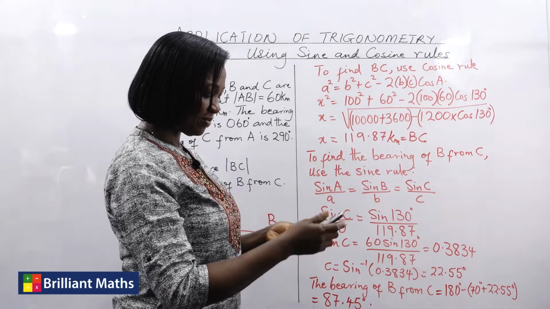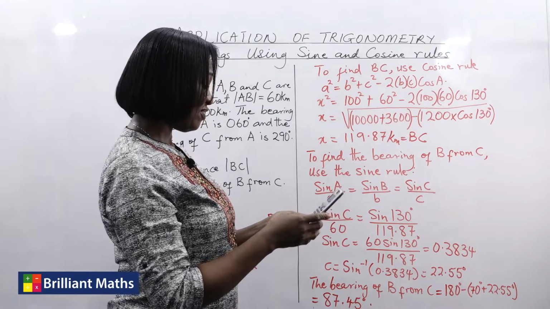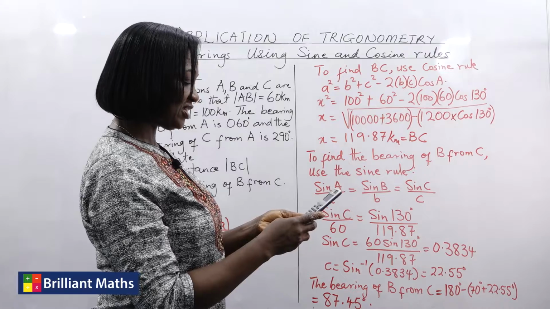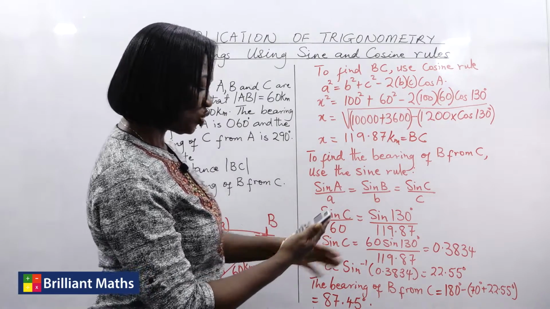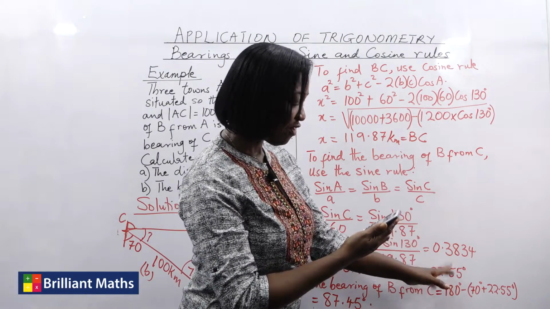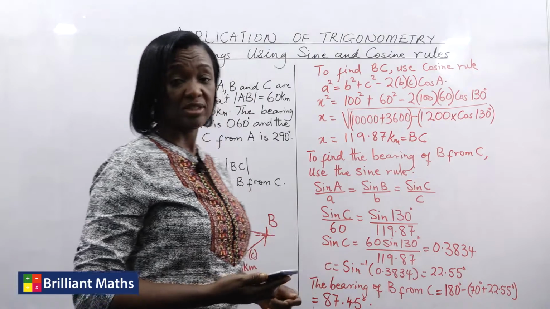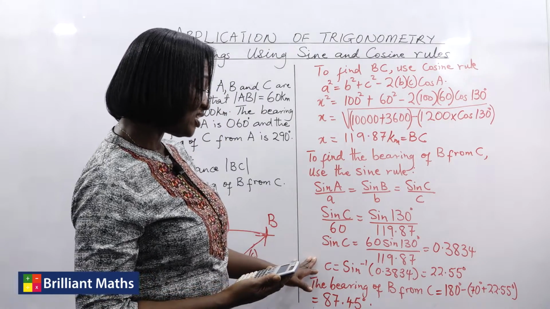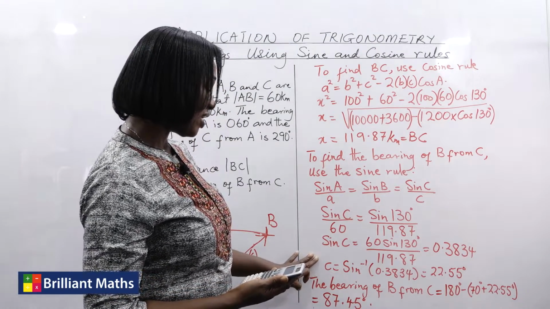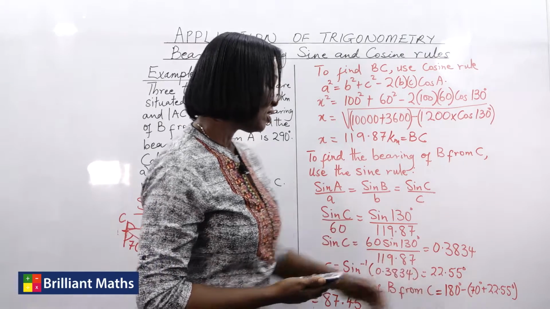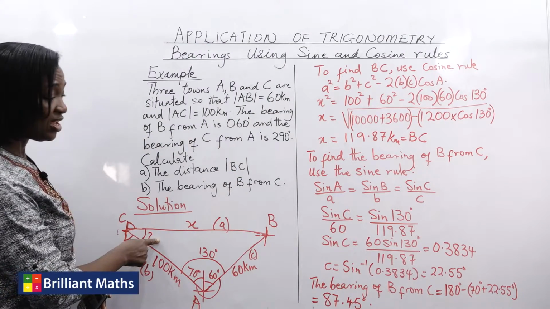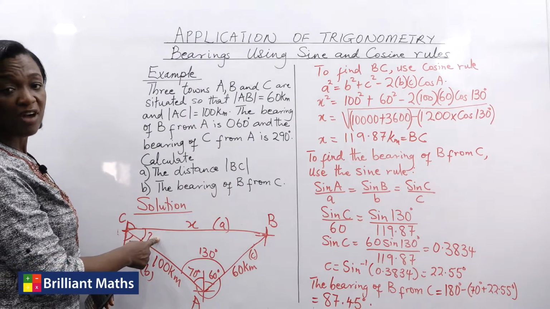So to find angle C, you find the sine inverse. So shift sine inverse of that, and that will give you 22.55 degrees. So that is angle C. So the angle at C here is equal to 22.55.